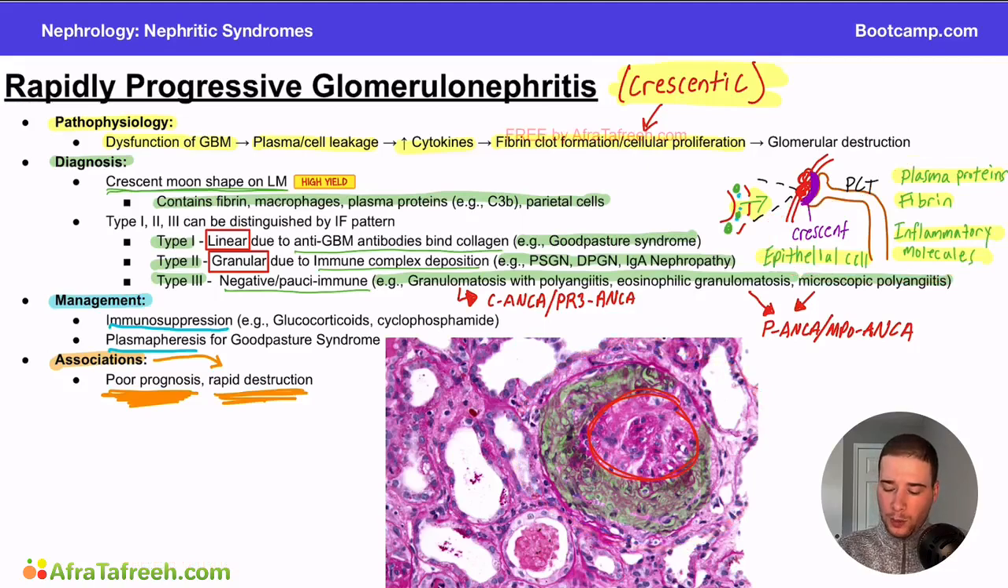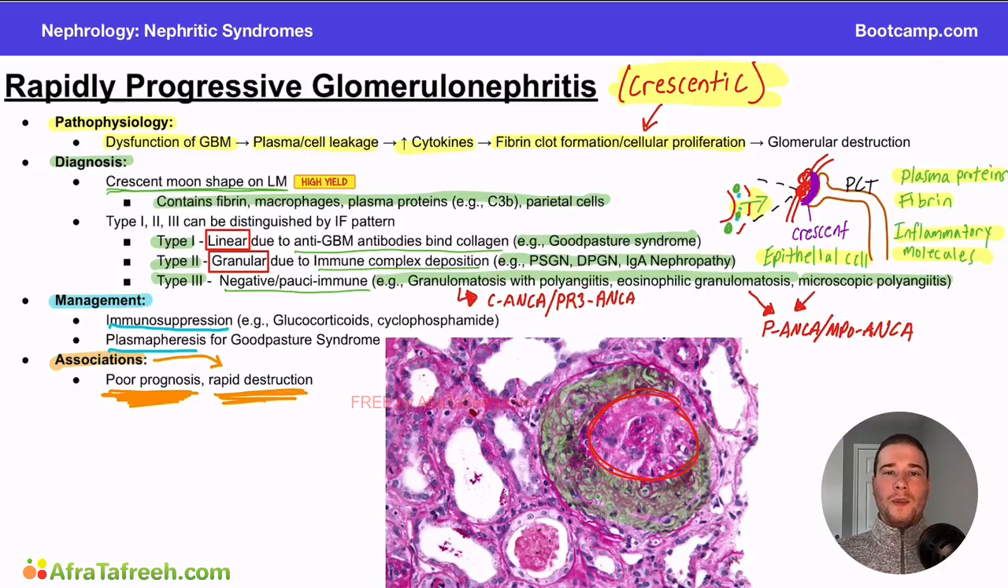It's also important to note that we have 3 different primary types, right? We have the type 1, which is linear. Oftentimes they're asking about Goodpasture syndrome, particularly if they mention lung involvement in addition to renal involvement. Type 2 is granular, which typically involves post-strep glomerulonephritis, diffuse proliferative glomerulonephritis, IgA nephropathy, or other things that create an immune complex deposition in the glomerulus. And finally, type 3 is our negative immunofluorescence or pauci-immune, meaning that it is not involving antibodies or immune complexes.